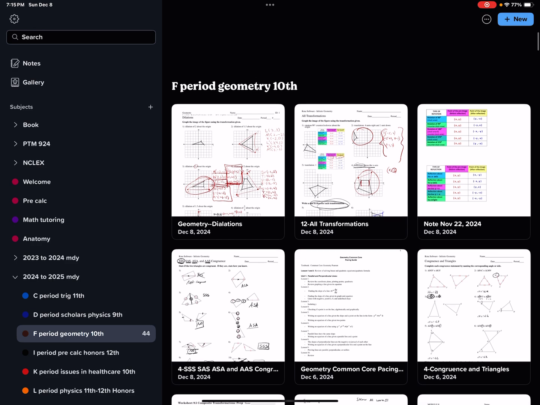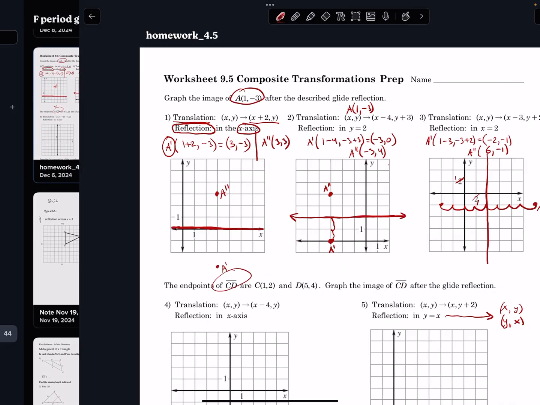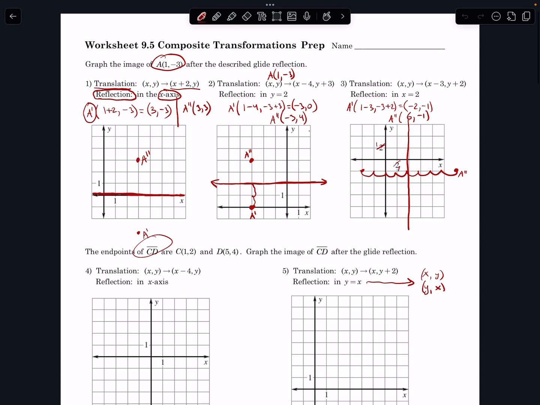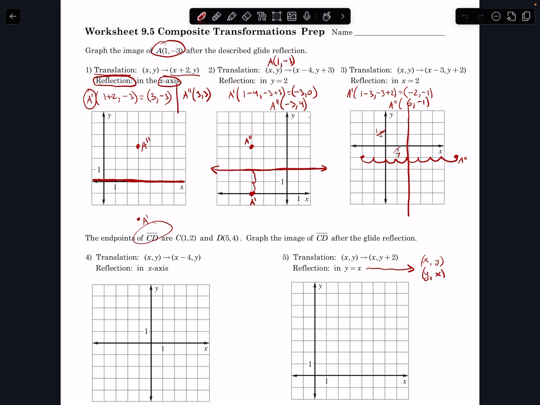Let's see what else we talked about. Okay, so we talked about composite transformations. Composite transformations are nothing but having two or more transformations that you need to do, right? So instead of doing just one, you'll do two, right?